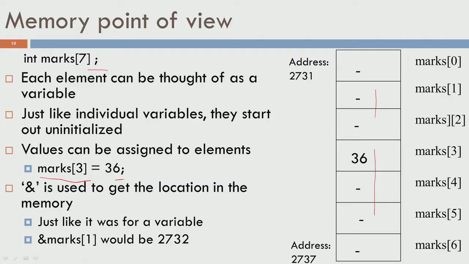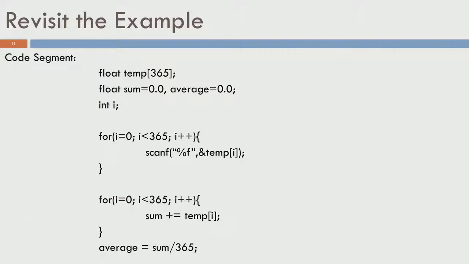So, for instance, if I want, let us say, the address of marks of 2, then I do ampersand of marks of 2, and ampersand of marks of 2 would give me 2733 as the value, ampersand of marks of 1 would give me 2732 as the value, and so on. So, the addresses are going from 2731 to 2737 in increasing values. They are contiguous and they are increasing from array index 0 to 6.